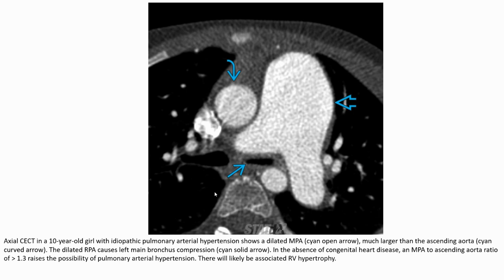The dilated right pulmonary artery caused left main bronchus compression. In the absence of congenital shunt, a main pulmonary artery to ascending aorta ratio of more than 1.3 raises the possibility of pulmonary artery hypertension. This might be associated with right ventricular hypertrophy.